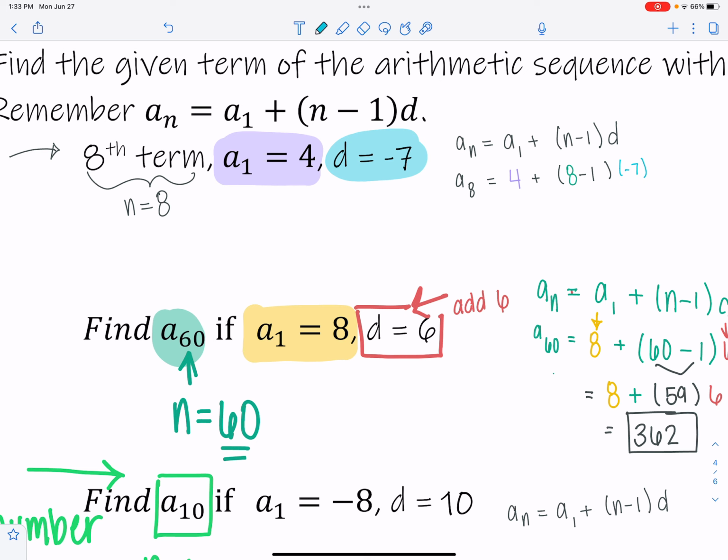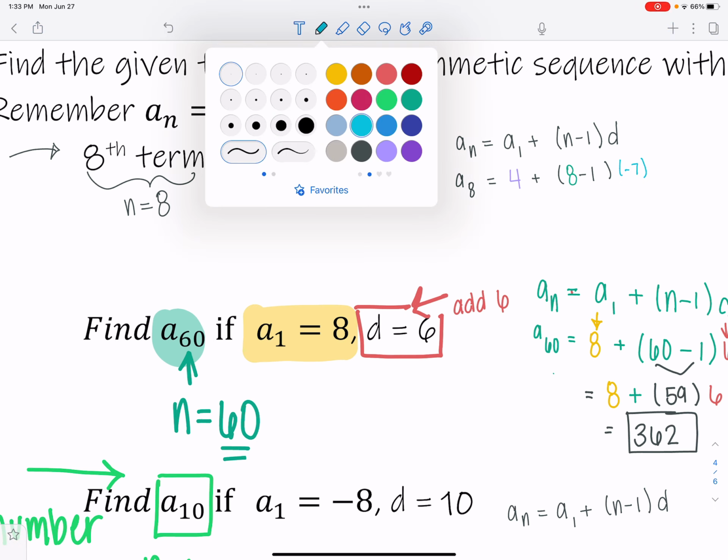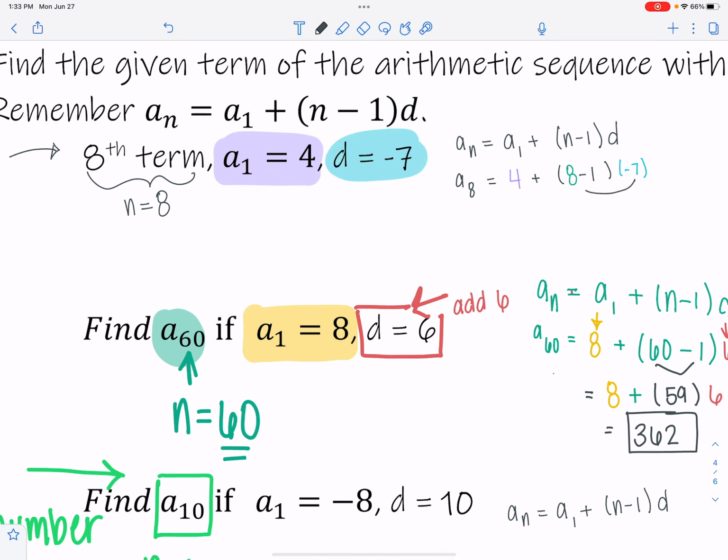And so what I'm going to do, I now want to simplify this down some. So I'm going to distribute this negative 7 so that I can find my a sub 8 term. So once you distribute that negative 7, combine up all your like terms, you will get a term of negative 45. Okay, and so that would be our answer for that one.